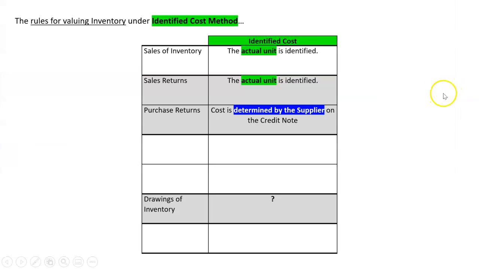So now we can add to our list of rules. Here are the rules we know. We already knew sales and returns. And now for drawings of inventory, we can add in that we're just going to identify the actual unit that was taken out by the owner.